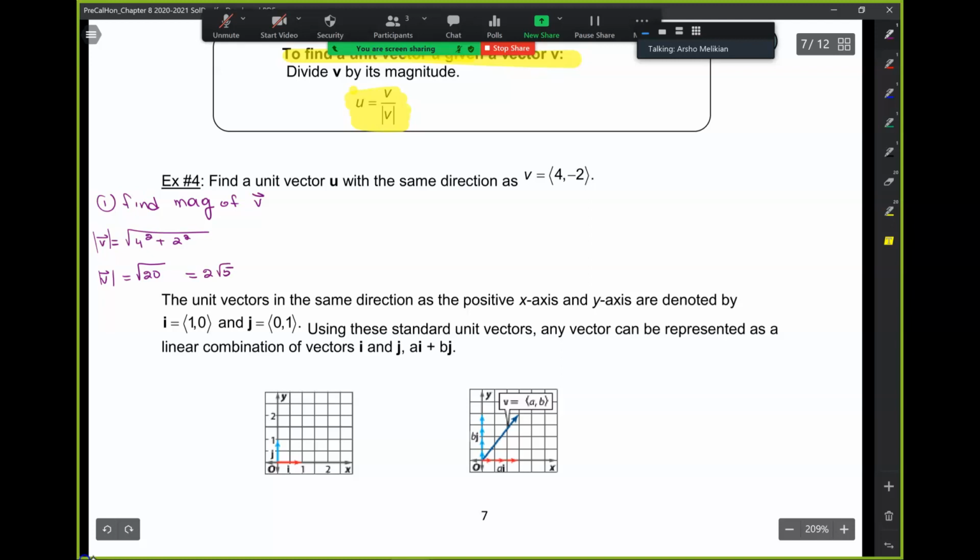Do you have to simplify your radicals? Yes, you do. When do you have to simplify your radicals? All the time.